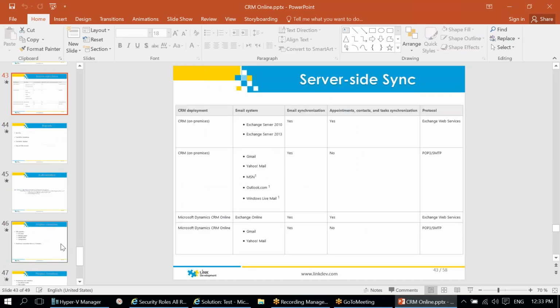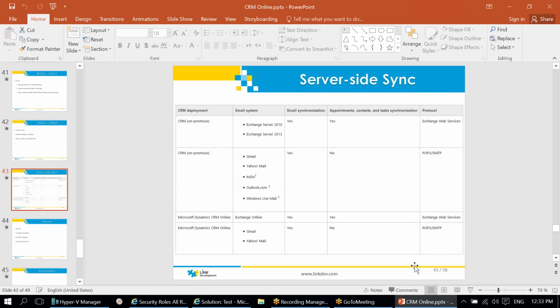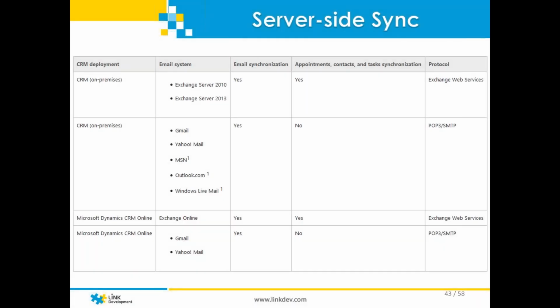Okay. The last part is actually related to email. There are still a few parts left. Okay, the email. We have talked about email, the email router, server-side sync, and Outlook. Outlook is used the same in CRM Online and on-premise. Email router is used the same as well. The only difference is in server-side sync.